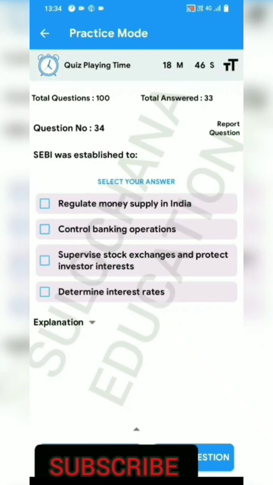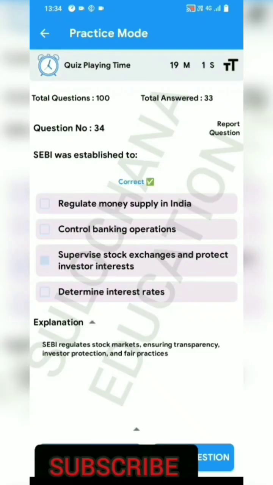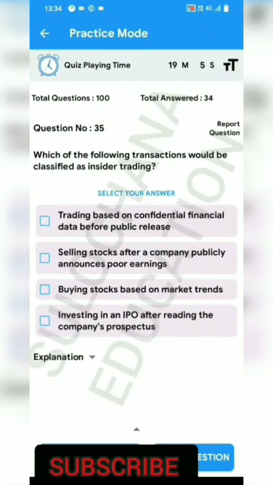SEBI was established to? Options are A. Regulate money supply in India. B. Control banking operations. C. Supervise stock exchanges and protect investor interest. D. Determine interest rates. And the correct answer is C. Supervise stock exchanges and protect public interest.